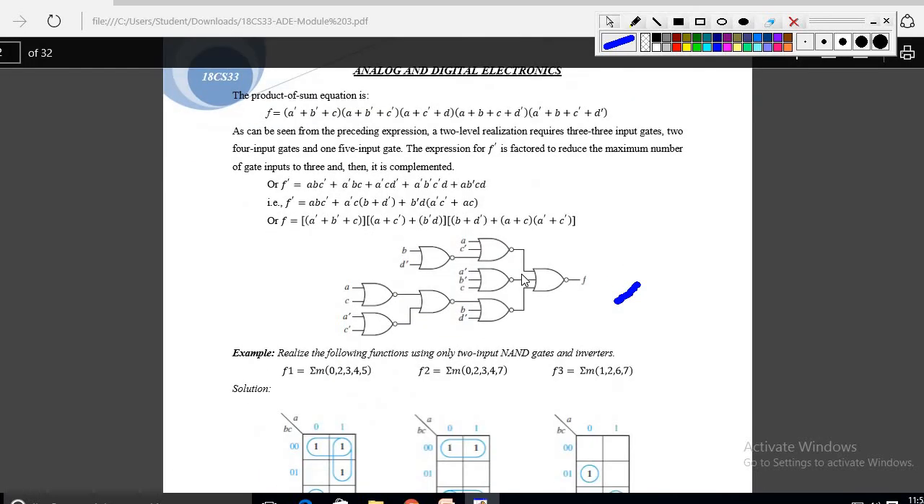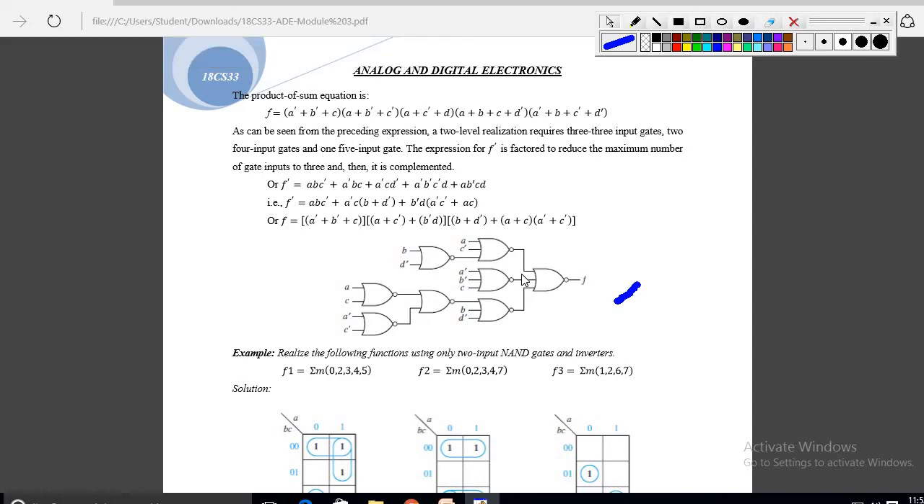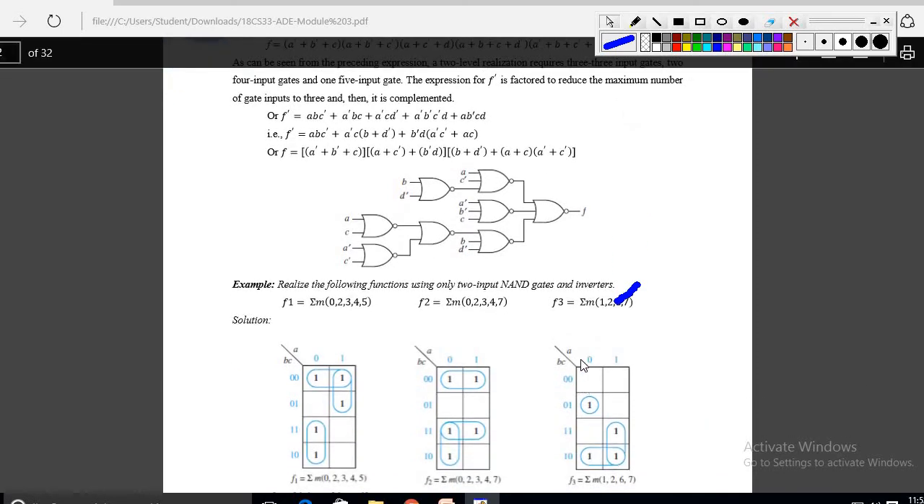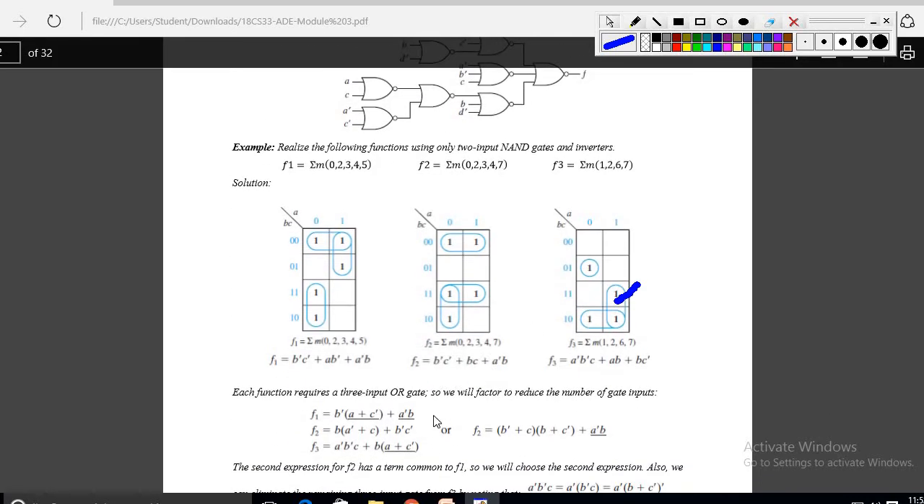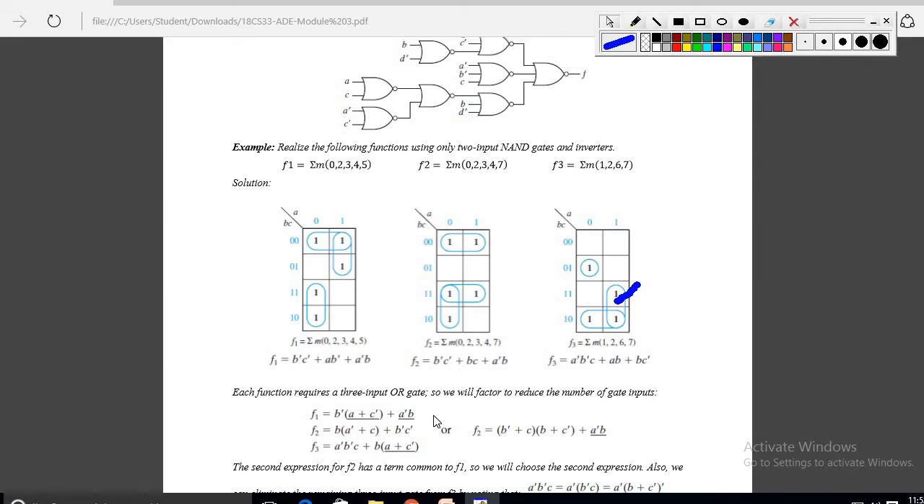Okay, next problem is: realize the following function using only 2 input NAND gates and inverters. He is asking to realize the following function. He has mentioned some functions here, and he is asking that only 2 input NAND gates and inverters be used to realize it. So first, again you have to follow the steps. First, you have to form the algebraic expression using Karnaugh maps. Okay, once it is formed we have to reduce that and write the expression, and then write the logic circuit for that.